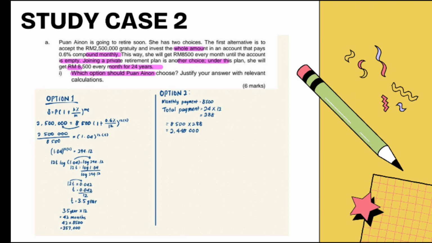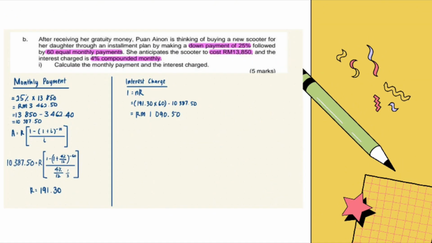Option 2, monthly payment 8,500, total payment 24 times 12 equals 288, 8,500 times 288 equals 2,448,000. Monthly payment 25% times 13,850. The answer is 3,462.50. So 13,850 minus 3,462.50. The answer is 10,387.50.